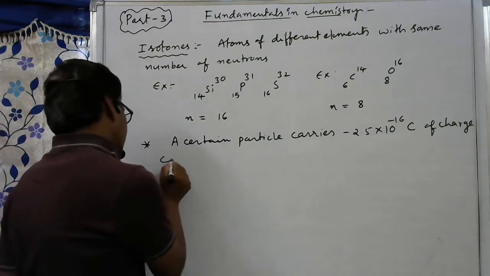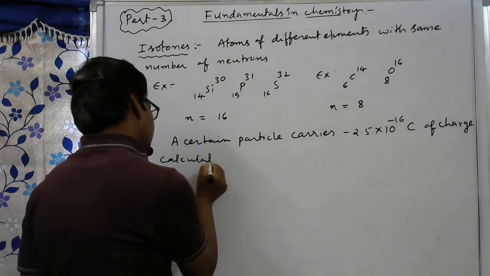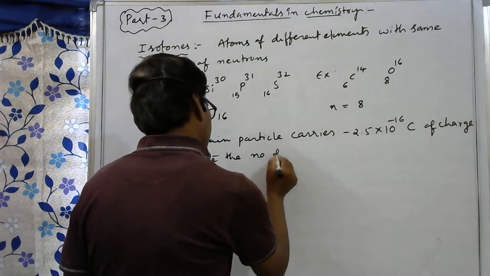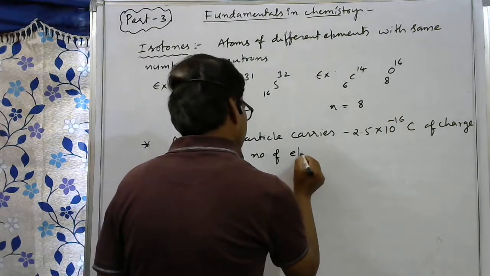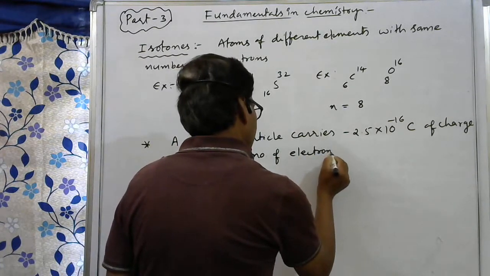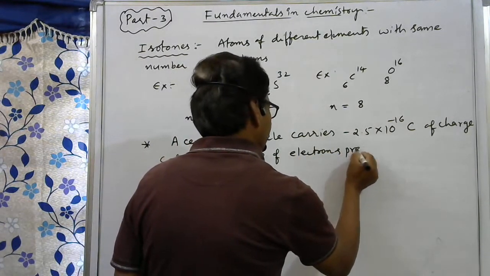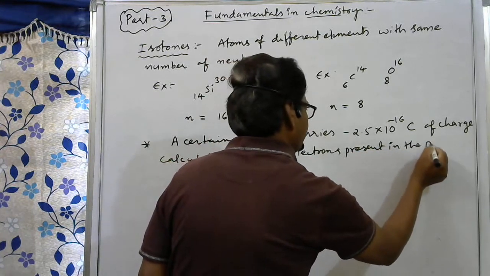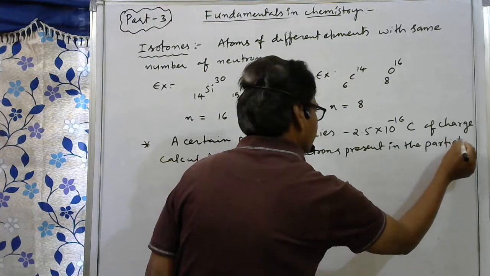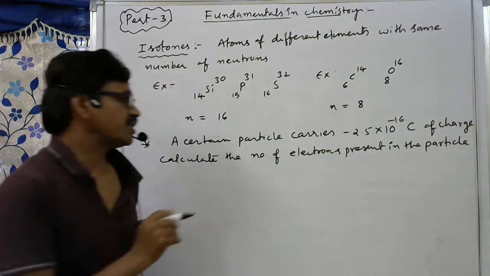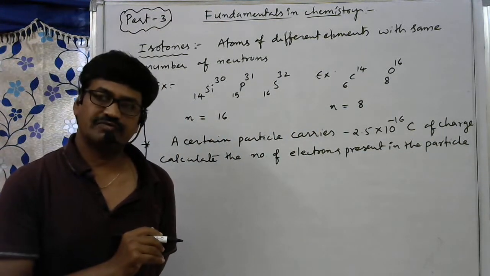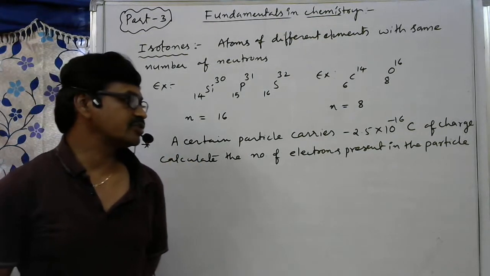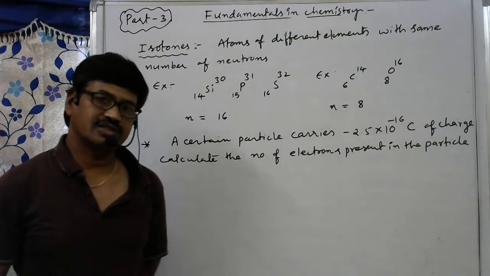Calculate the number of electrons present in the particle. A certain particle carries minus 2.5 into 10 power minus 16 coulombs of charge. So it is very simple.